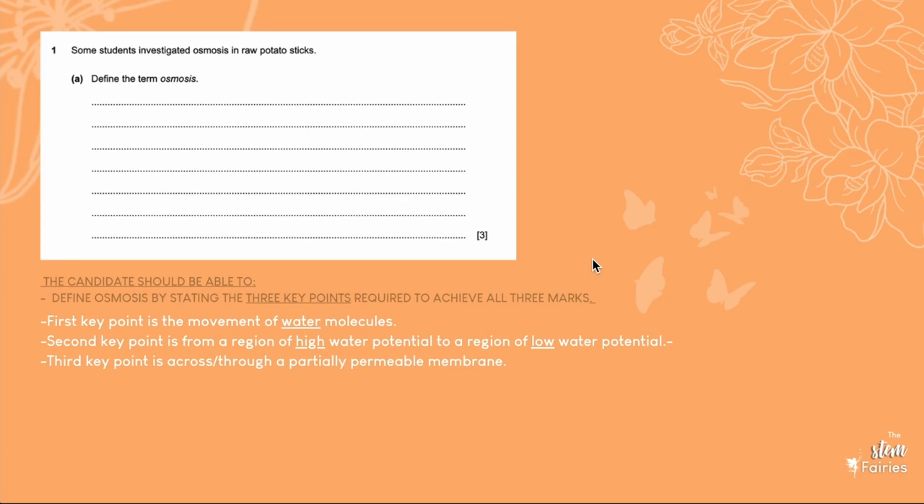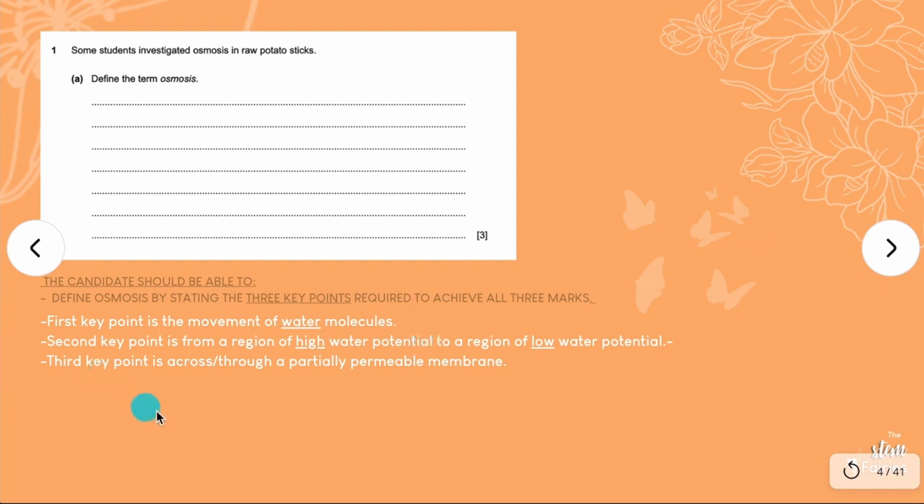The second key point is from a region of high water potential to a region of low water potential. We can switch up the words here a bit and say down a water potential gradient, but we have to specifically say that it's from high to low, and we have to use the word potential. When we're talking about water, we can't mention the word concentration, but we have to specifically use the word water potential.